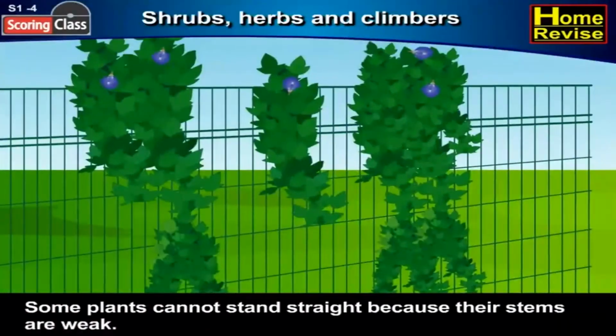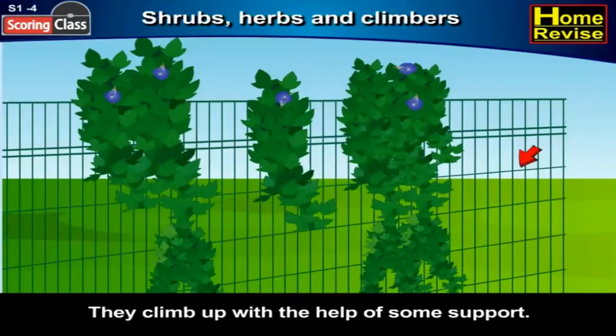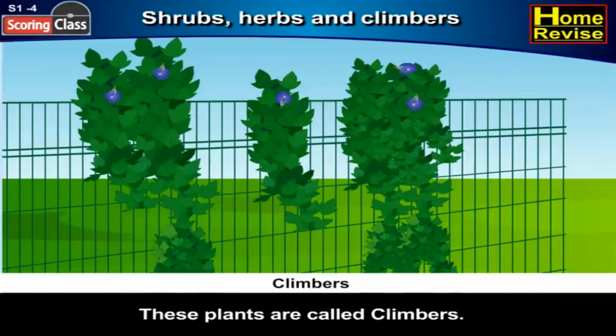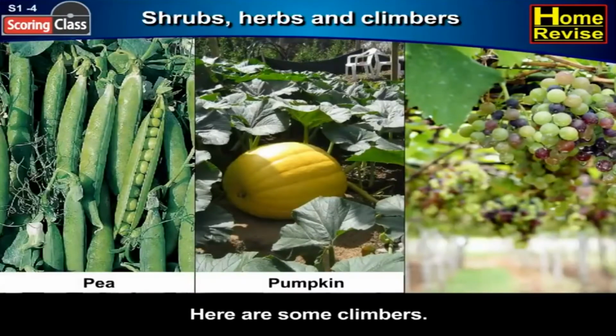Some plants cannot stand straight because their stems are weak. They climb up with the help of some support. These plants are called climbers. Here are some climbers. Pea, pumpkin, grapevine.